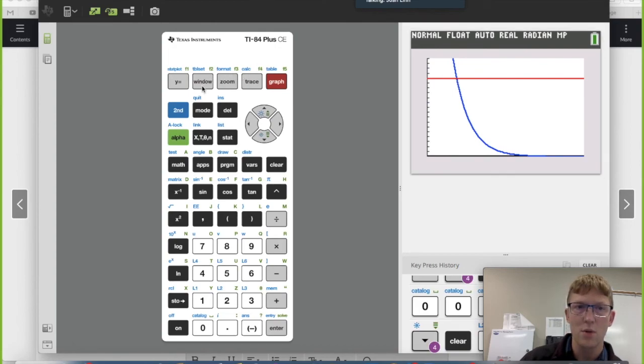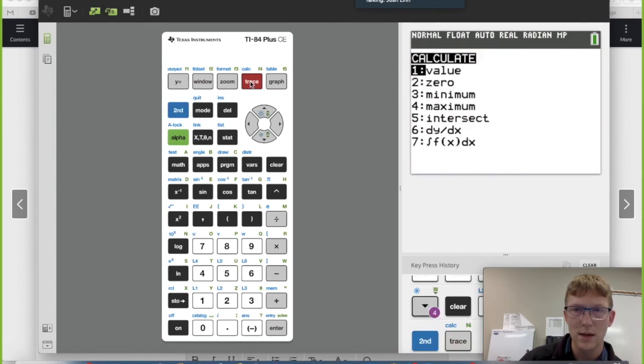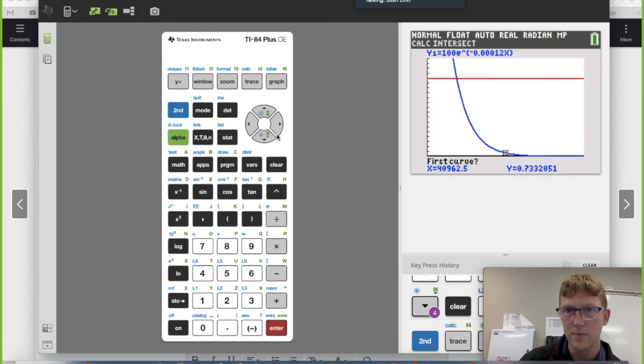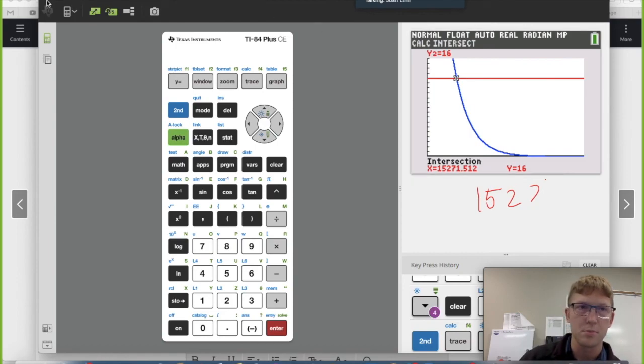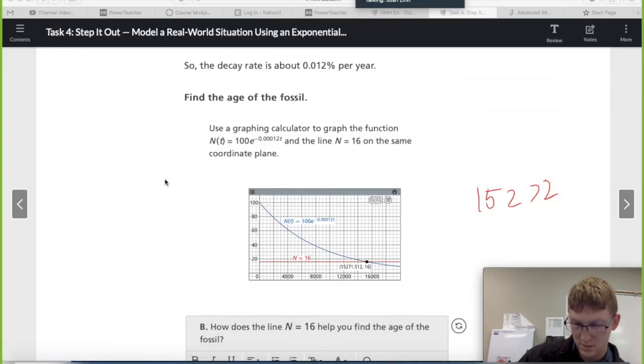And so now we can go over here to calculate, right there. So second, calculate, intersect. Our first curve, our second curve, bam. So our intersection is x equals this number. I'm going to go ahead and write that on the screen. 1, 5, 2, 7, we'll round that up to 2. And that would be our t number. So that equals t.